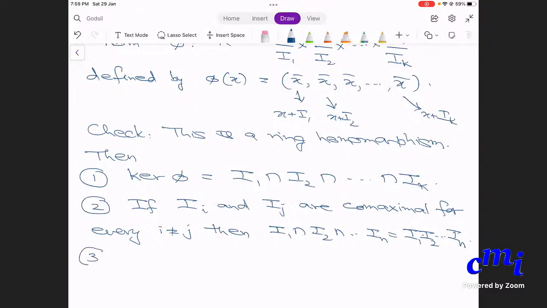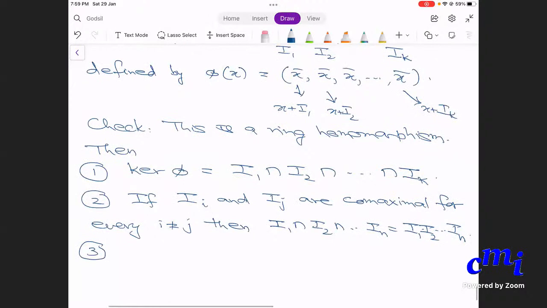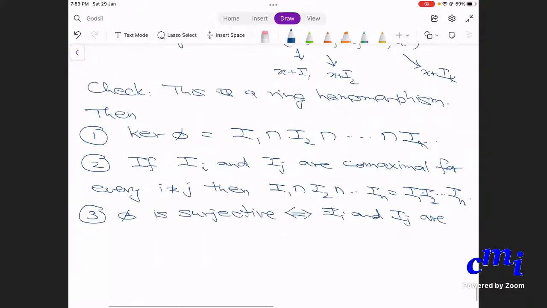And the third statement is the actual Chinese remainder theorem, which says that phi is surjective, that's onto, if and only if I sub i and I sub j are co-maximal whenever i is different from j.